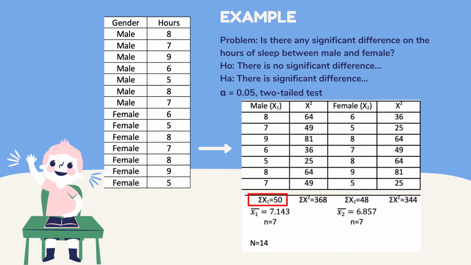To get the summation of the first set, we need to add the first set of males, which equals 50. Then the n here represents the sample size, which is 7. To get the mean of the first sample, we need to divide the sum of the set of males by the sample size, which gives 7.143. Lastly, square the set of the first sample, then get its summation. Repeat the same process for the set of females.